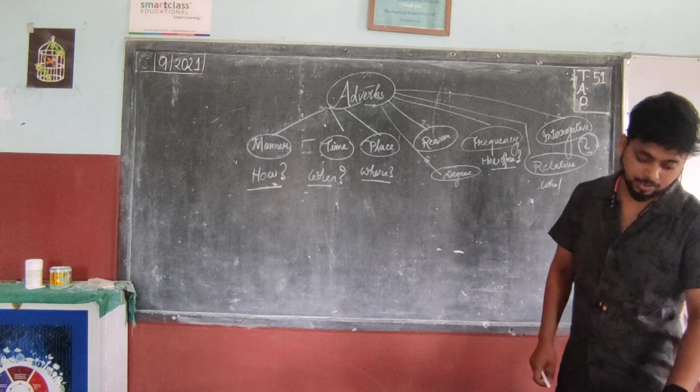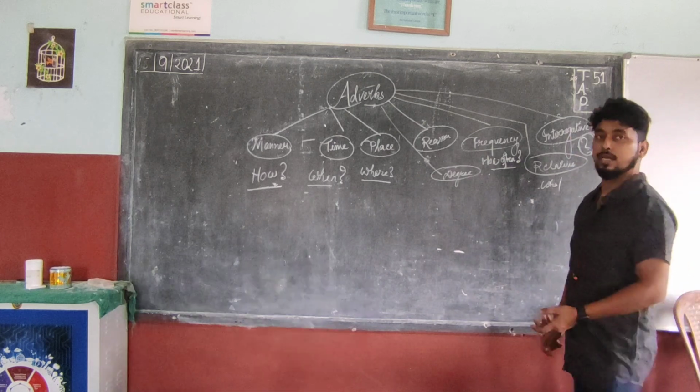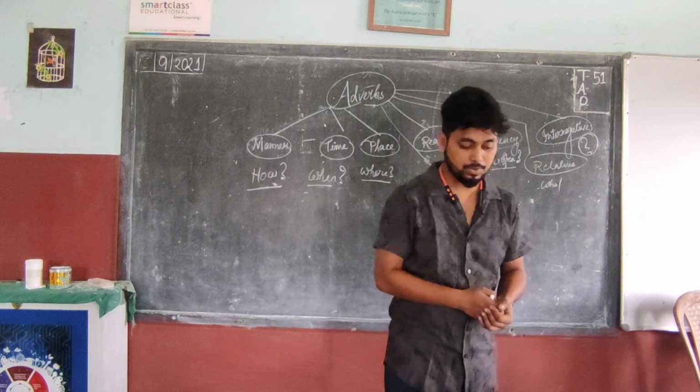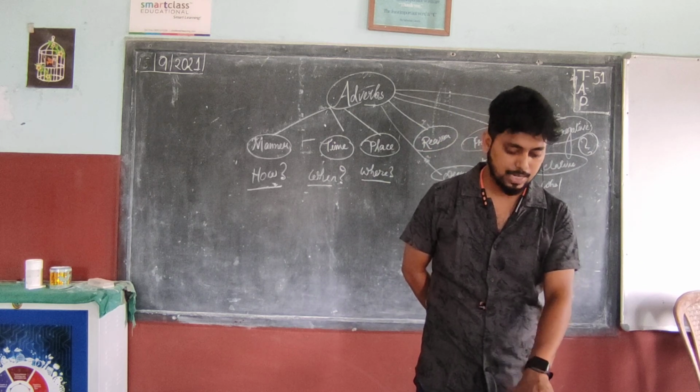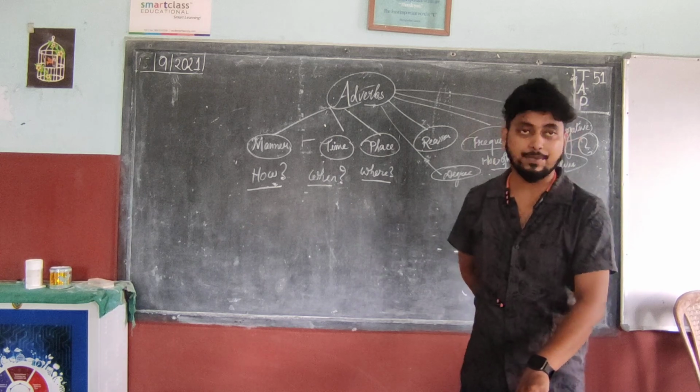With this you can complete your exercise parts A and B. The second part is the positional adverb: how adverbs are positioned, in which place they are kept. You see, each type of adverb is placed differently in a sentence. Adverb of manner is placed after the main verb.